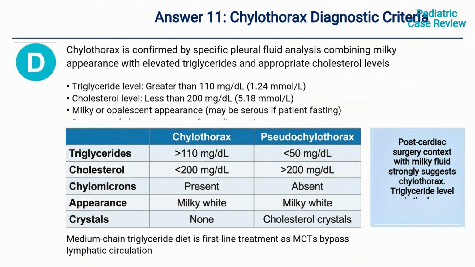In pseudochylothorax, triglycerides are low, below 50 milligrams per deciliter, cholesterol is high, above 200 milligrams per deciliter, and cholesterol crystals are present. First-line treatment is a medium-chain triglyceride diet because medium-chain triglycerides bypass the lymphatic system by absorbing directly into the portal circulation, significantly reducing chyle production and thoracic duct flow.